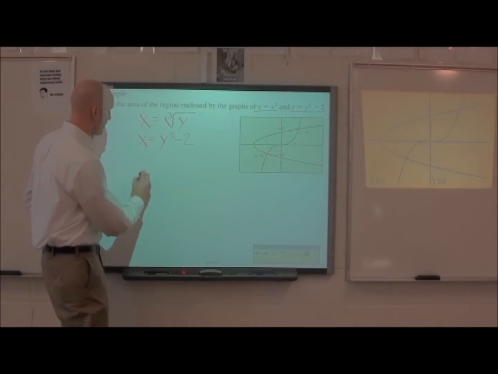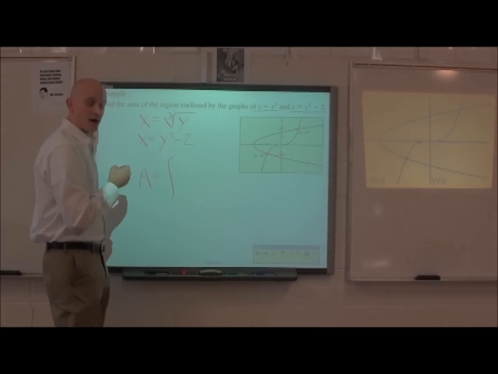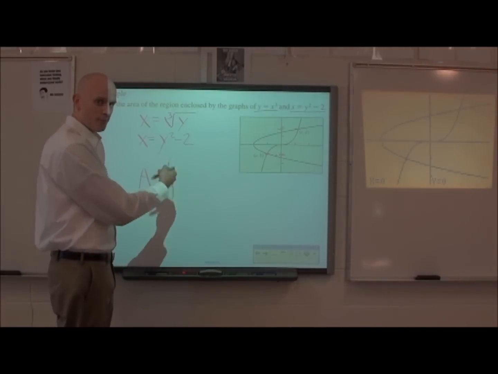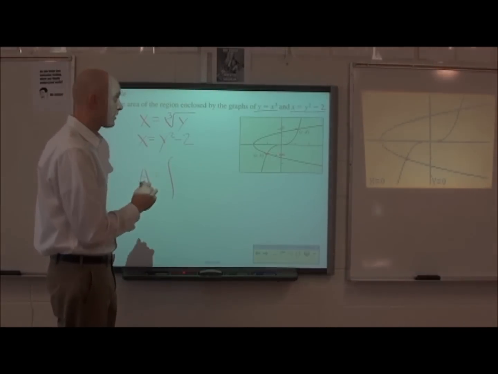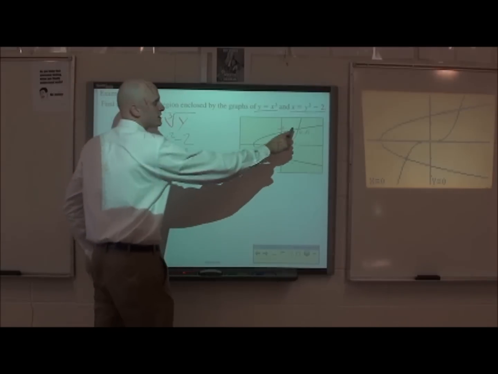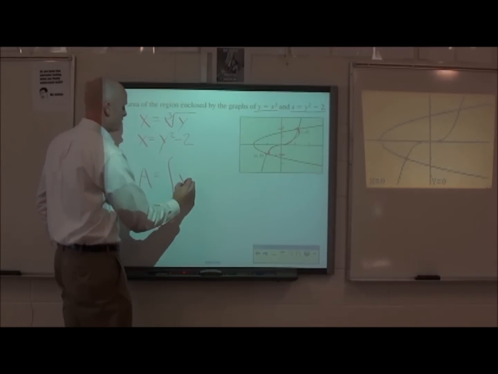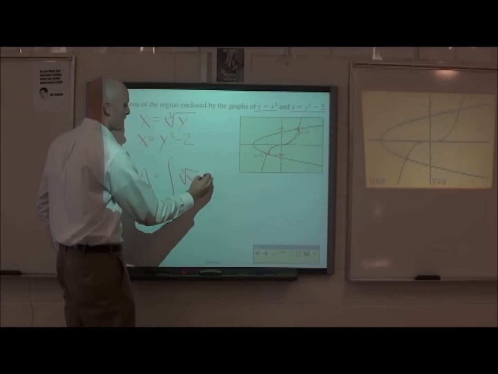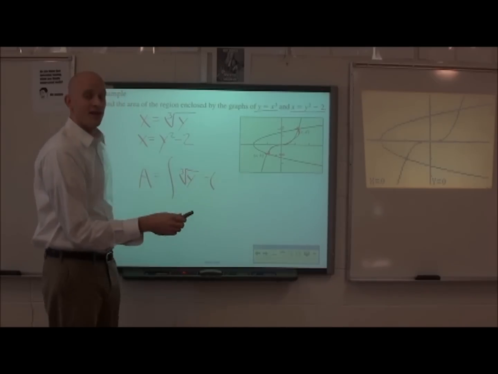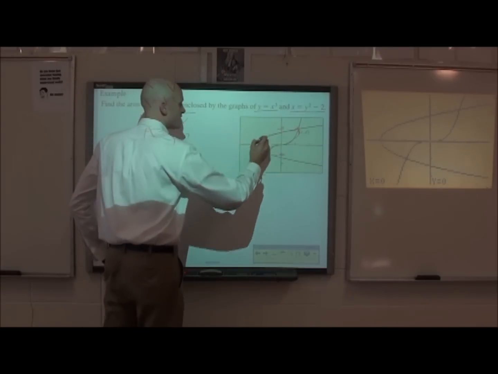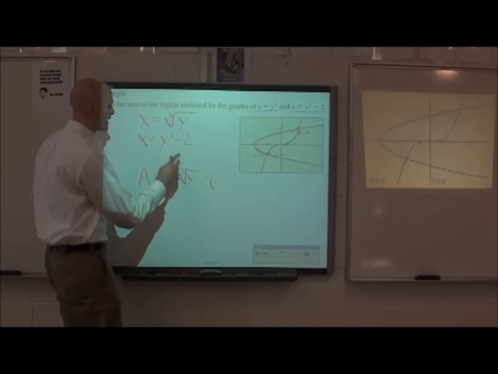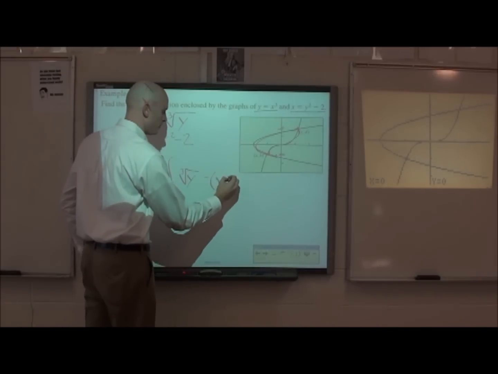We know that the area between the two is going to be some definite integral. We'll find the upper and lower limits here in just a second on the calculator. Of the right curve, which is the cubic, it would be this one, cube root of y, minus the left curve, which is this parabola opening to the right, y squared minus 2.